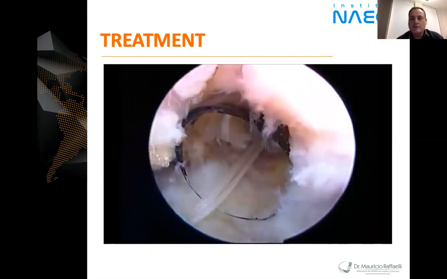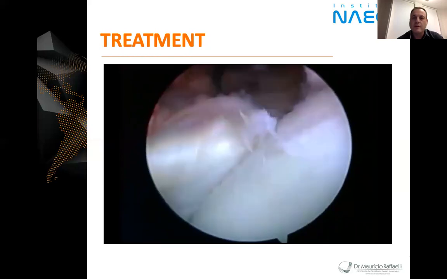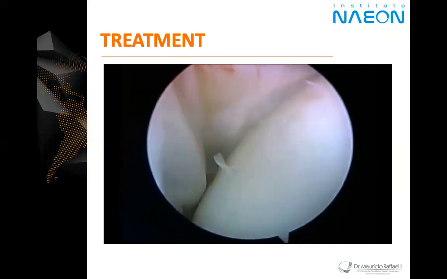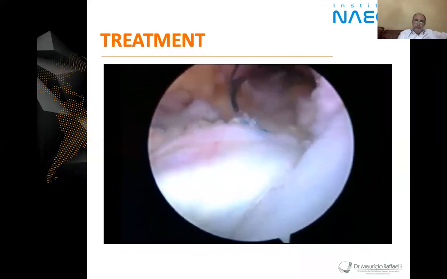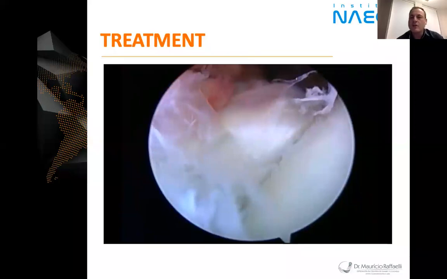And at the end of the sutures, that's the result of my subscapularis repair. I think we have a good approach of the footprint and a very good tendon next to the bone. This is one all-articular repair of partial lesions for the subscapularis.